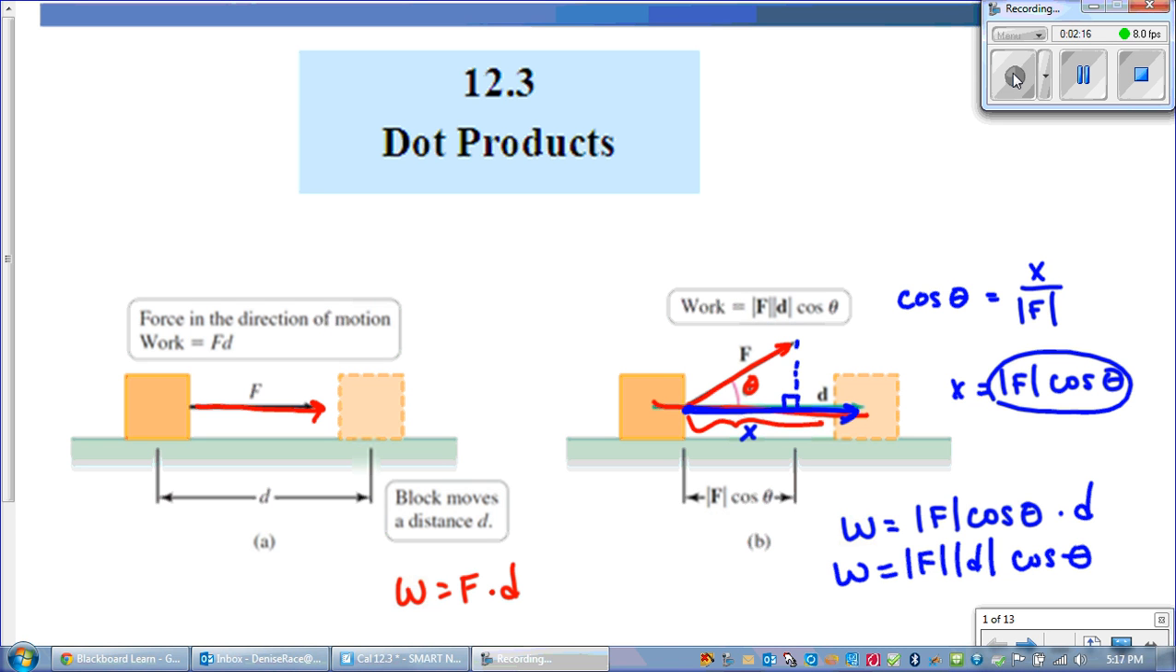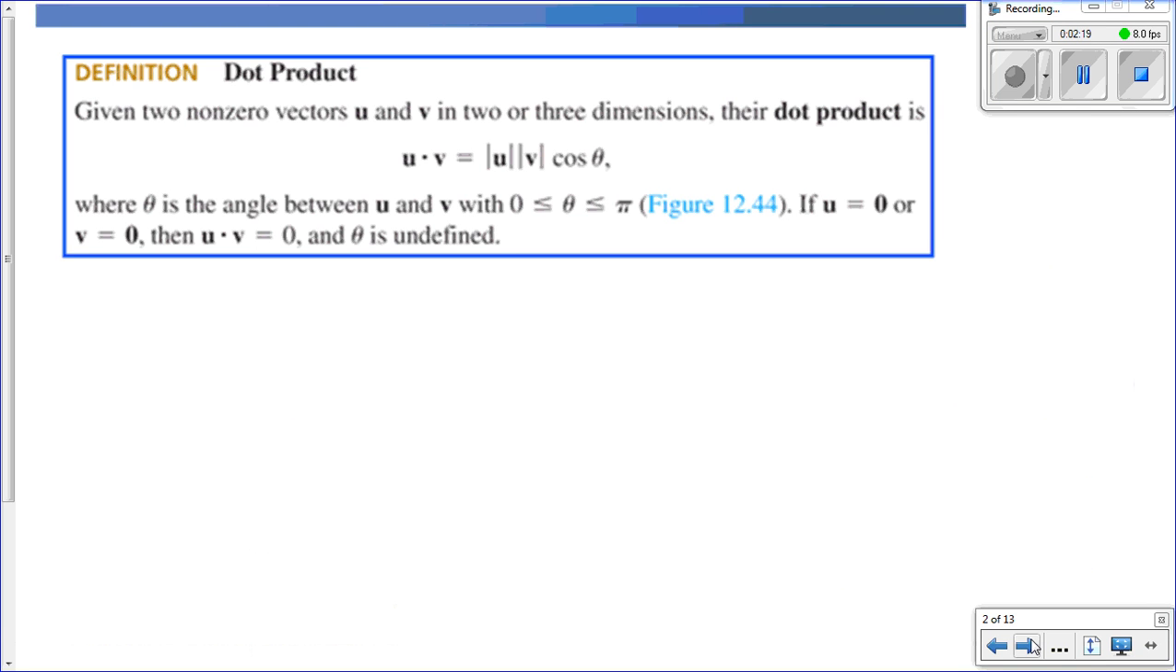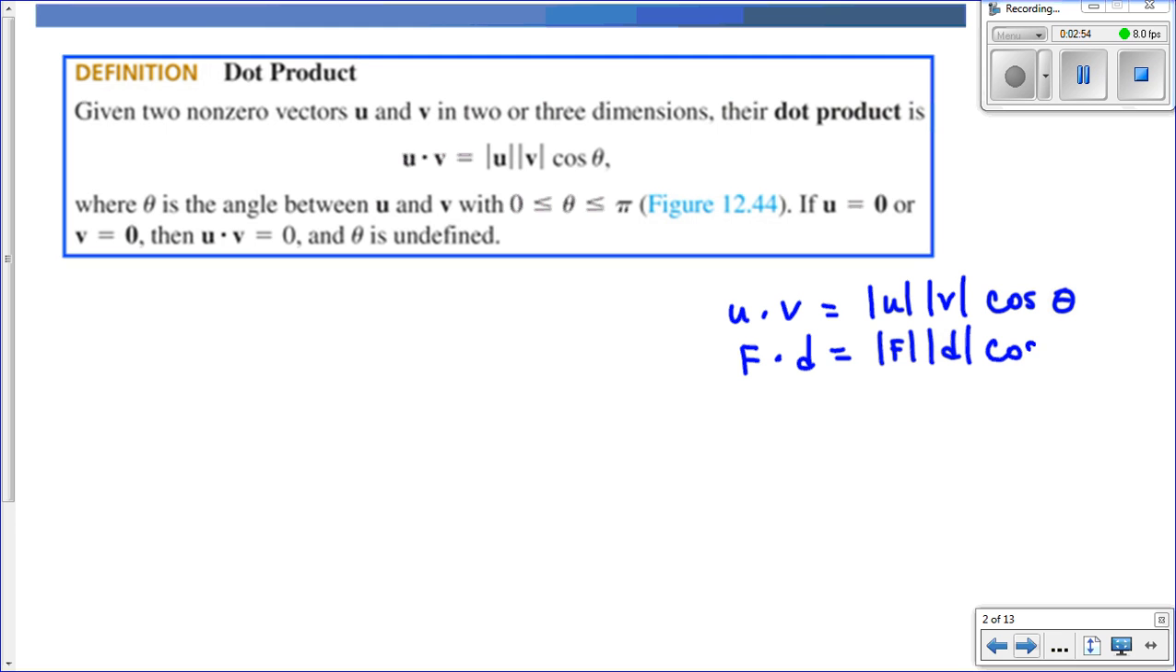Well, this application gives us a need for a new operation called a dot product. The dot product of two vectors, u dot v, is defined to be the magnitude of u times the magnitude of v times cosine of the angle between them. Notice when we did the force vector F times the distance vector d, we got the magnitude of F times the magnitude of d times cosine of the angle between them.